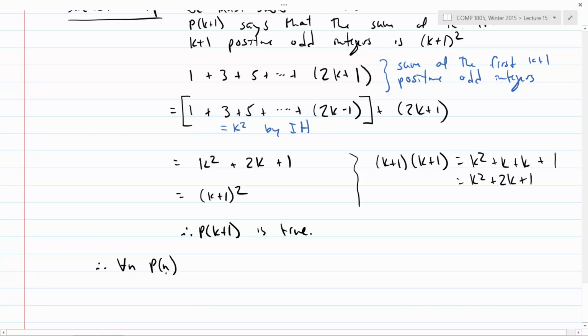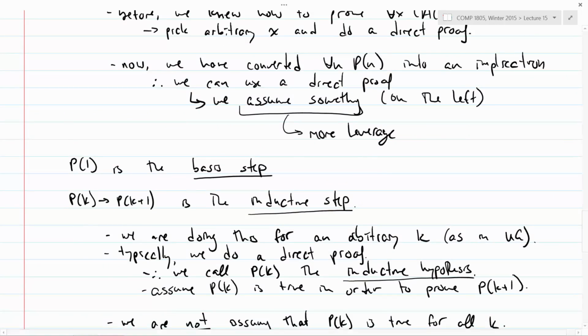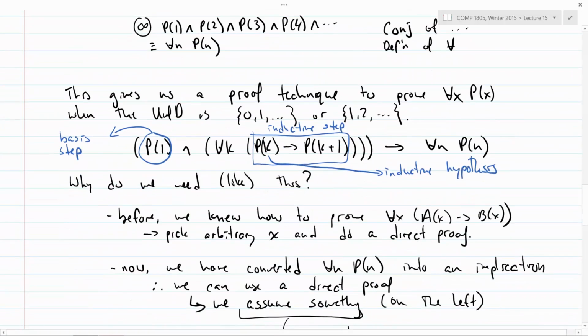Yeah? Can you say what you said again before the inductive step is true? Right, so if you look back to the proof technique, our proof technique is this thing here, and it's to prove that this implication is true. And one way to prove that this implication is true is to prove this thing here and that thing there. Because whenever both of these are true, for all n, P(n) is true. So because it's a conjunction, I need them both to be true. So I need to prove that P(1) is true and the big thing is also true.